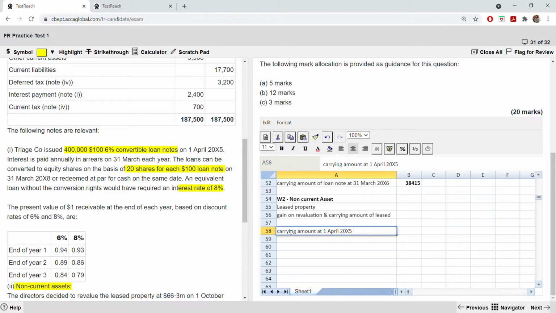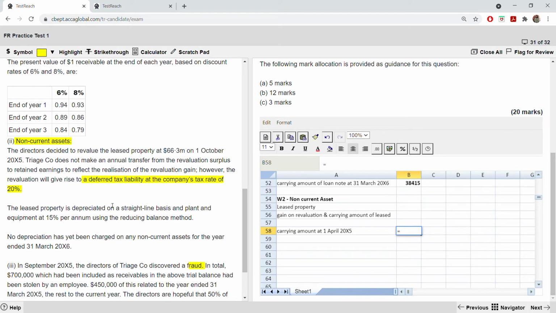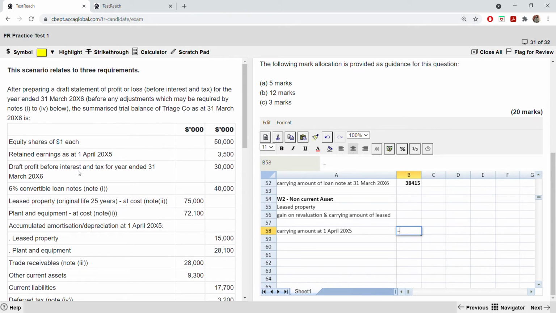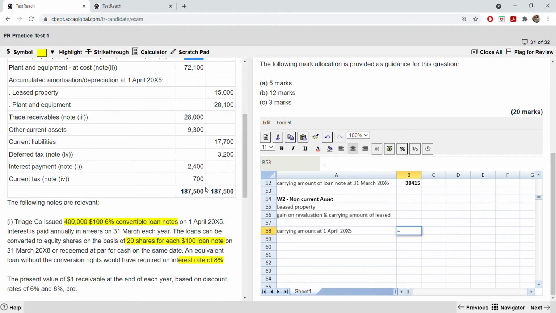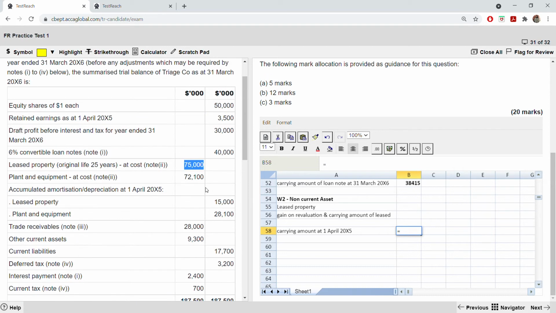What would be the carrying amount? In the bracket you need to put another amount, or you can show here equal to. Okay, let us go to point number 2, non-current asset. You can go here and see the lease property, 75,000. I think it's on a straight line basis, right? The depreciation and all. So from this 75,000 you have to deduct the accumulated depreciation.